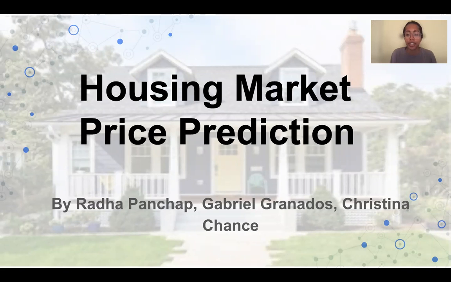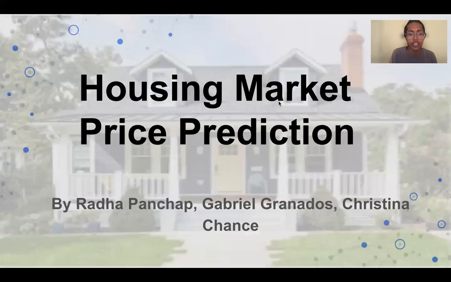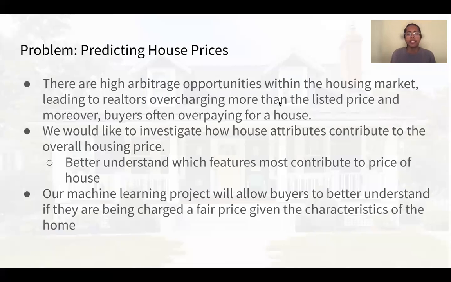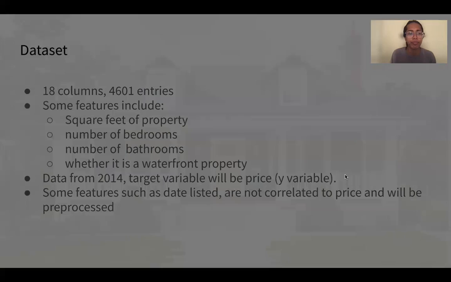I'm joined by Gabriel Granados and Christina Chance, and our project is housing market price prediction. The problem is that there are high arbitrage opportunities within the housing market, leading to realtors overcharging more than the listed price and buyers often overpaying for a house. We'd like to better understand which features most contribute to the price of the house, and our machine learning project will allow buyers to understand if they're being charged a fair price given the characteristics of their home.